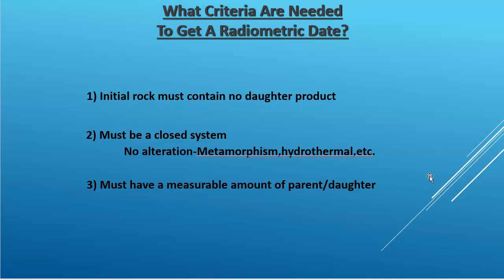We can't have it be metamorphosed or altered by water or anything like that. We need to have the rock as fresh as possible. And then, of course, we have to have a measurable amount of parent or daughter. If too many half-lives have gone by, then maybe there's not enough parent left that I can count accurately. Or if there wasn't enough of those unstable atoms to begin with, then of course that wouldn't be helpful.